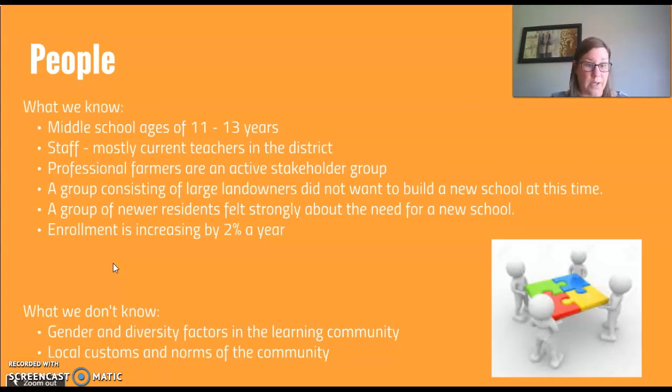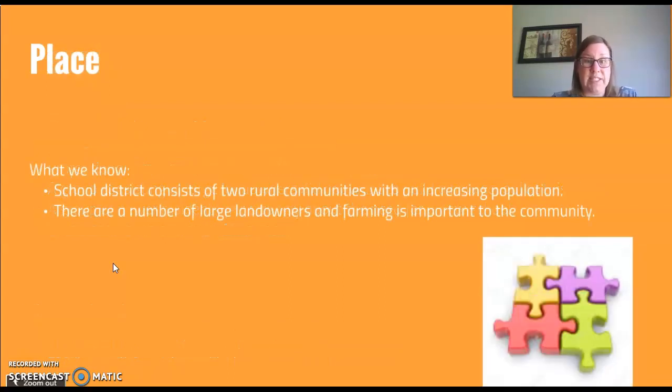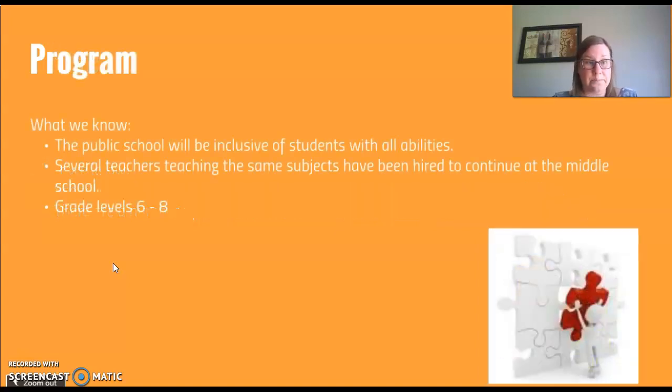What we don't know is gender and diversity factors within the learning community and local customs and norms of the community. The school district consists of 2 rural communities with an increasing population, and there are a number of large landowners, and farming is an important business in the community. We know that the public school will be inclusive of all students with all abilities. We have several returning teachers that were hired and had been teaching the same age group in the district, and the grade levels will be 6 through 8.